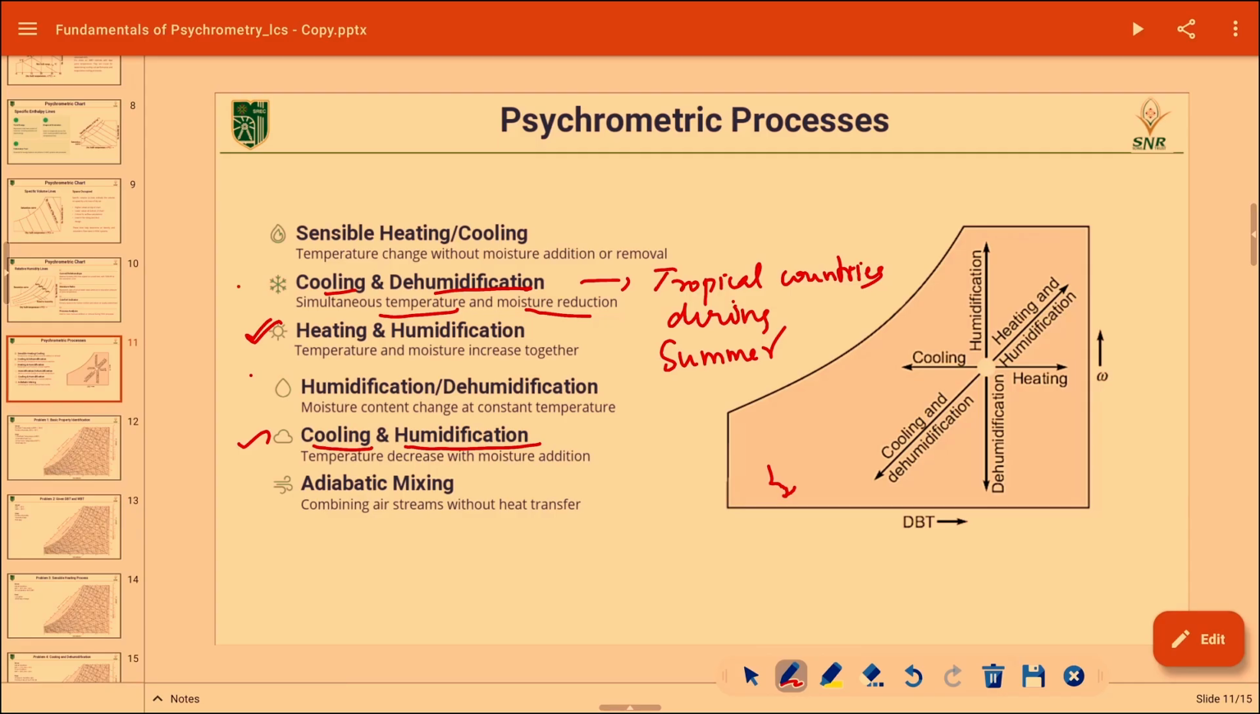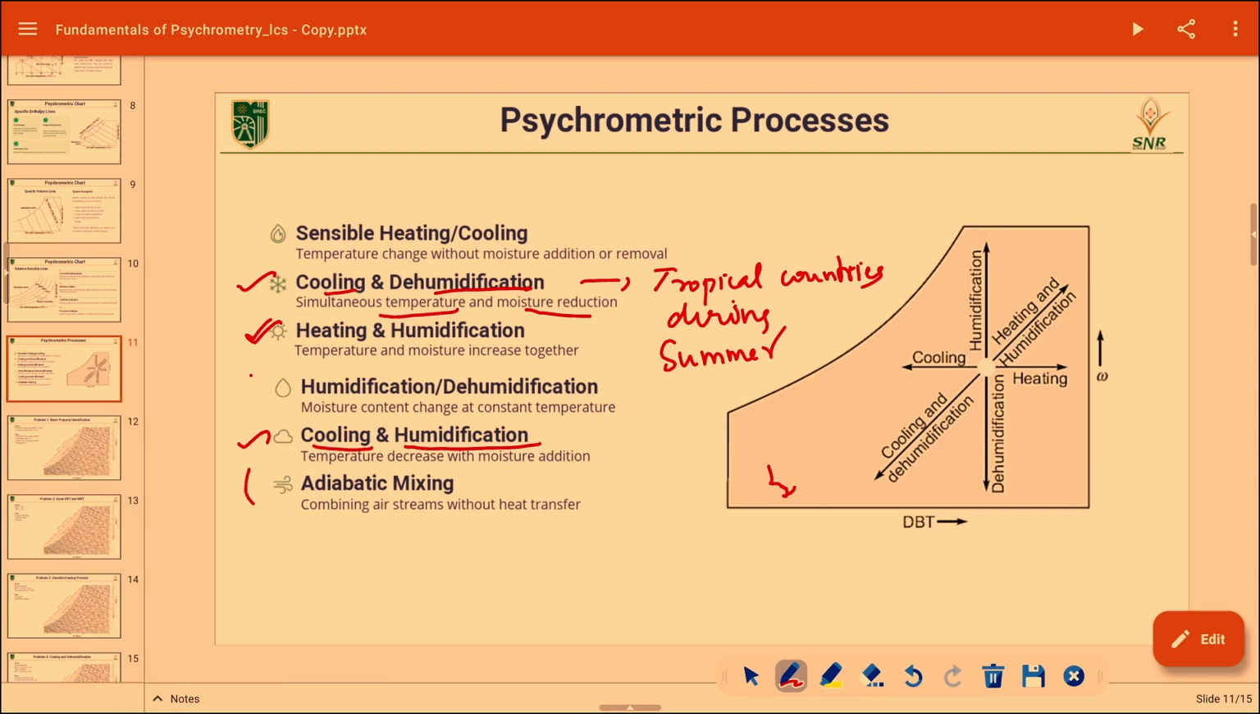This is the cooling and dehumidification we need in places near coastal regions. It is hot, but the moisture content may be high in places like Chennai, Kochi, Bombay, Kolkata. During summer, we need to cool as well as dehumidify, right.